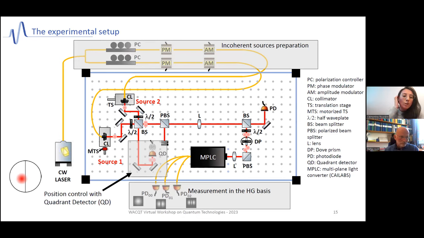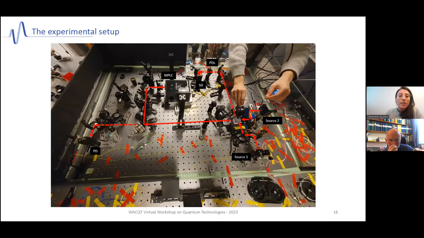And we have also a part that is a reference part. So we are using the position of each source. We are measuring the position using a quadrant detector. And this is our reference measurement. So this is what it looks like in the lab. This is a very small and compact experiment.